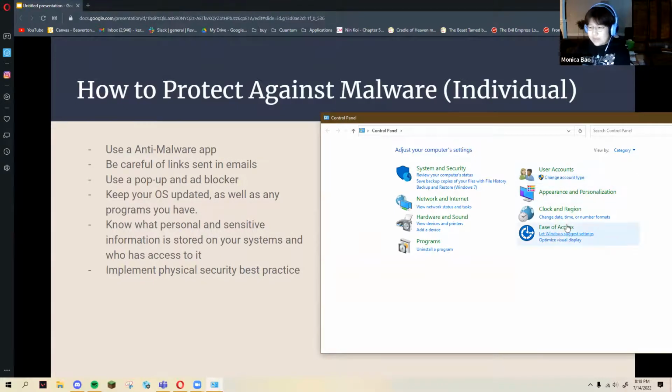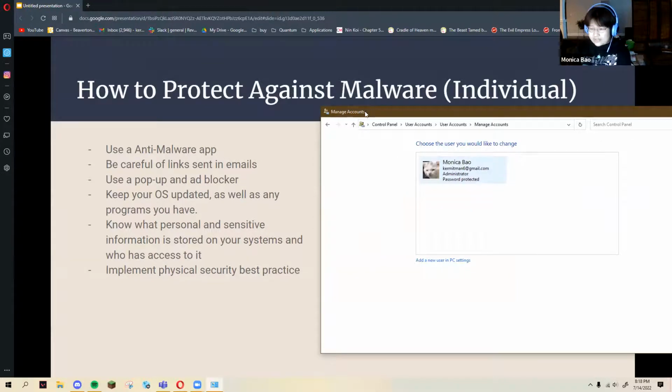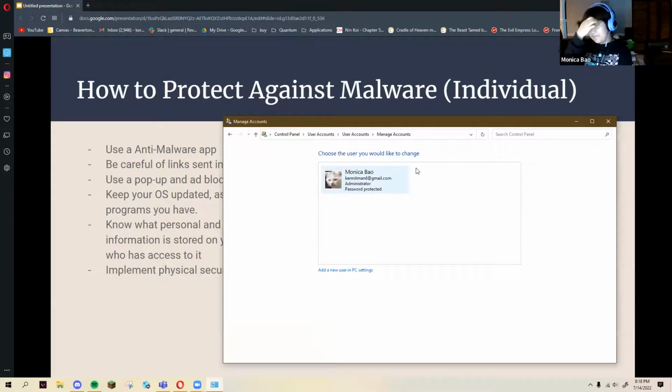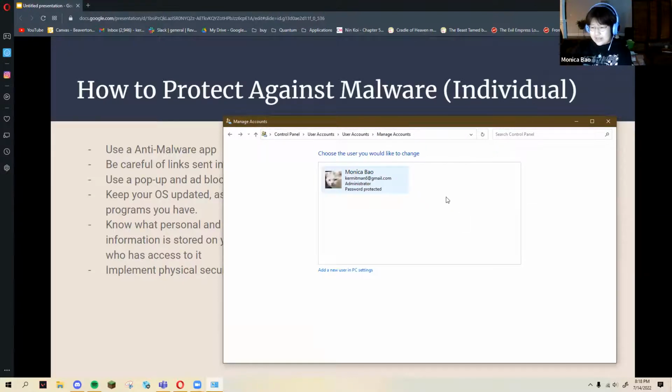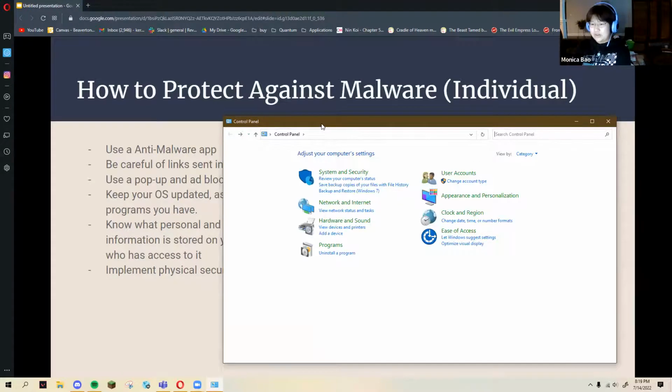Maybe you want it to be admins only, and you should be aware of how to change account settings. If it was a family computer, this is just my own computer, so I'm the only administrator. But if there were other accounts, and you don't want your little brother getting into your stuff, for example, you can deactivate him from administrator power, and then he has significantly less power over your computer.